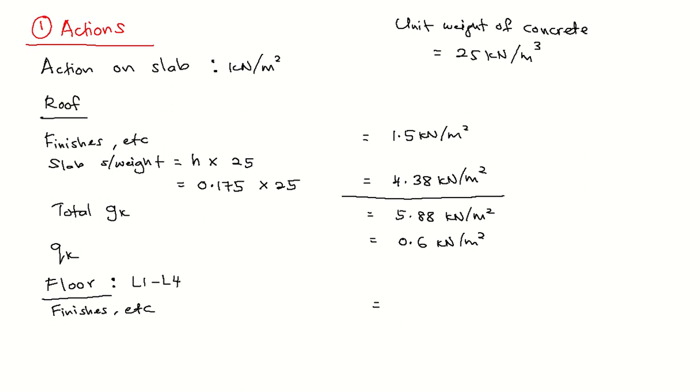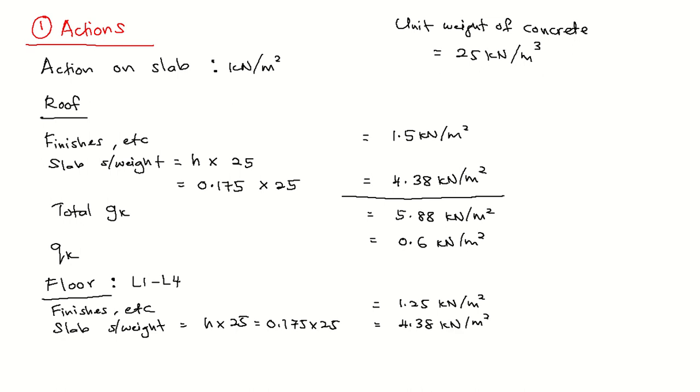So firstly, the finishes and ceiling and services is 1.25 kilonewton per meter square, and also the slab self weight. Okay, the same thing. It is H times 25, where your H is 0.175 times 25. You will have the same value, which is 4.38 kilonewton per meter square. And then you have your, oops, what's that? Hey, what happened?